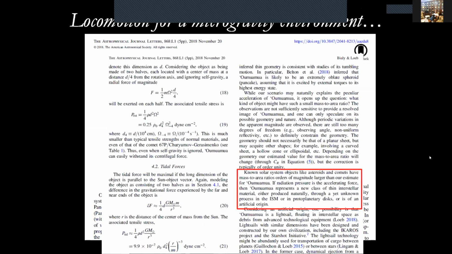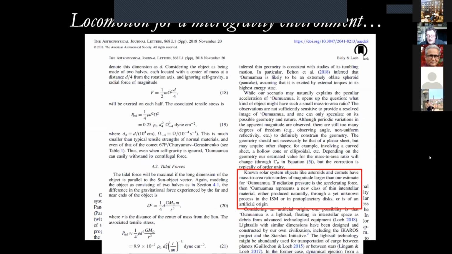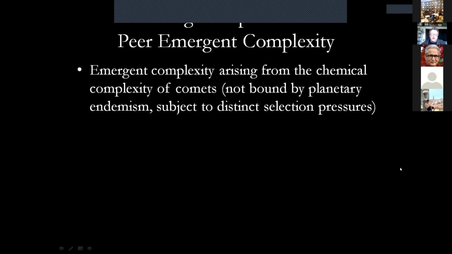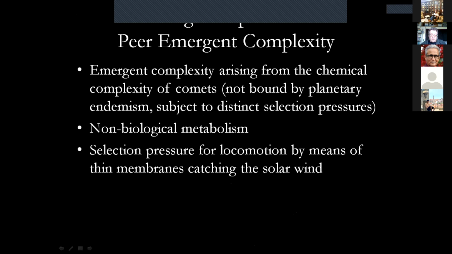Bialy and Loeb hypothesized in this paper that 'Oumuamua represents a new class of thin interstellar material, either produced naturally, or through a yet unknown process in the interstellar medium or in protoplanetary disks, or is of artificial origin. So Abraham Loeb focused on the artificial origin, but we can also take the neglected alternative of a naturally produced very thin membrane that could be used for locomotion in a microgravity environment. So we add this to our list.